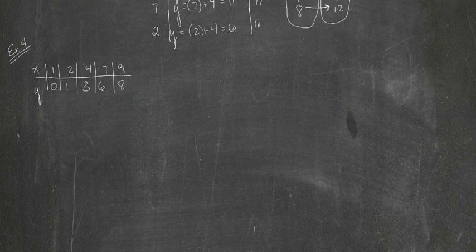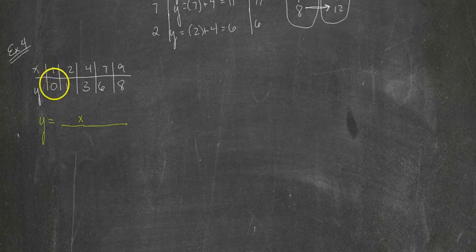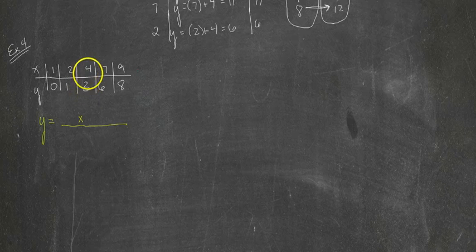So I want to find a function with respect to x, right? A function in y with respect to x, which means I want a y equals, some kind of a formula here where there's an x in it somewhere. So I want to know what are the numbers that I'd have to put together in order to give me 0 if I put in 1 for x, 1 if I put in 2 for x, 3 if I put in 4 for x, 6 if I put in 7, and 8 if I put in 9. And look at what I have.